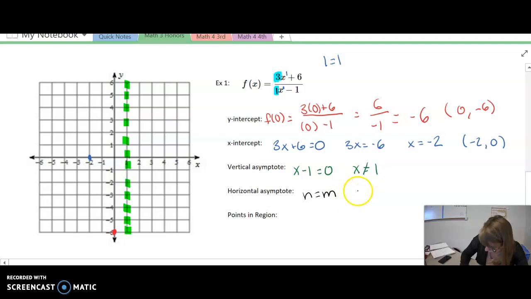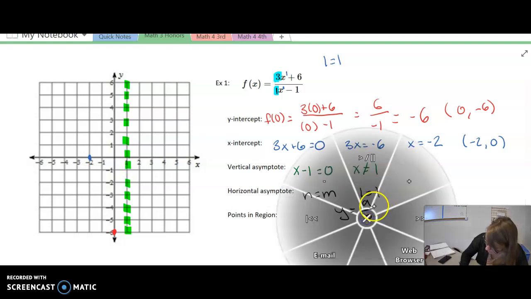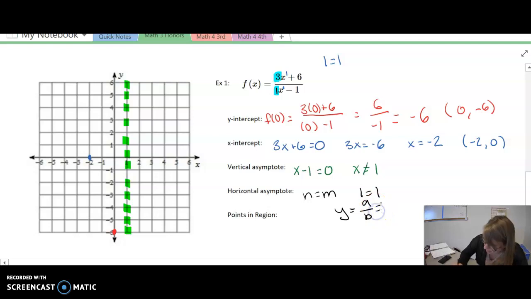So 1 equals 1. And then we have our asymptote of y equals a over b. And a over b is 3 over 1. So we have a horizontal asymptote at 3. So I'm going to go ahead and draw my asymptote at 3. So we have our asymptote at 3.